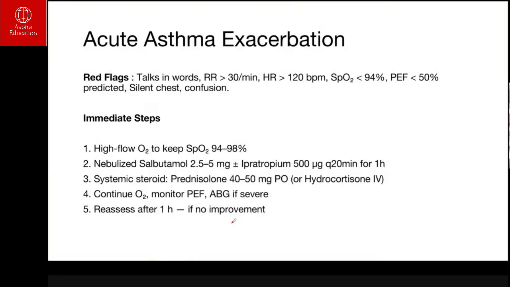So asthma exacerbation, the red flag signs are: the patient will not be able to talk in a complete sentence, tachypnea, tachycardia, hypoxemia, and if PEF is available, less than 50% of the predicted value. Along with that, CNS involvement, confusion. These are all red flag signs. So what are the immediate steps? Definitely we can give high flow oxygen. We maintain saturation of 94 to 98 with the help of short-acting beta-2 agonist as well as muscarinic antagonist. Systemic steroid does have a role for a short period of time. Oxygenation needs to be continued with monitoring of peak expiratory flow rate and ABG if the condition worsens, and you have to reassess early, at 1 hour, if there is no improvement.